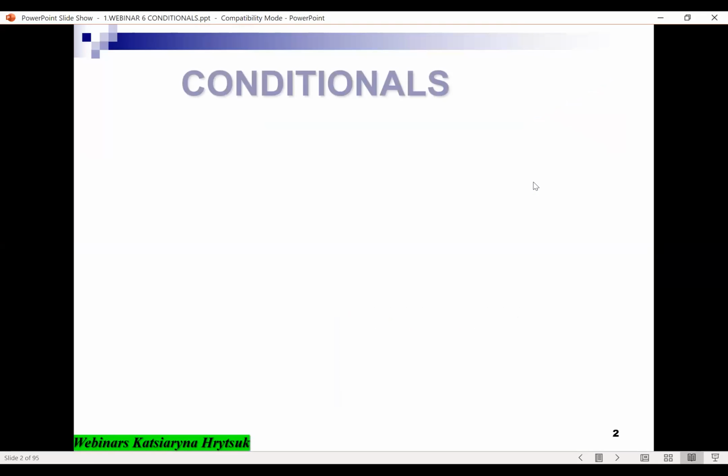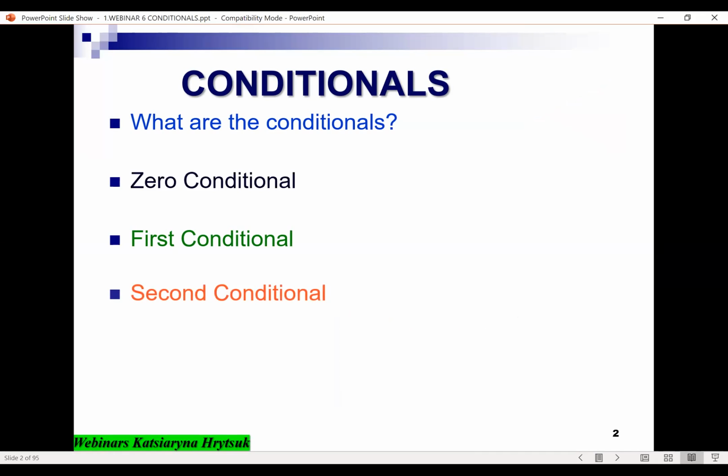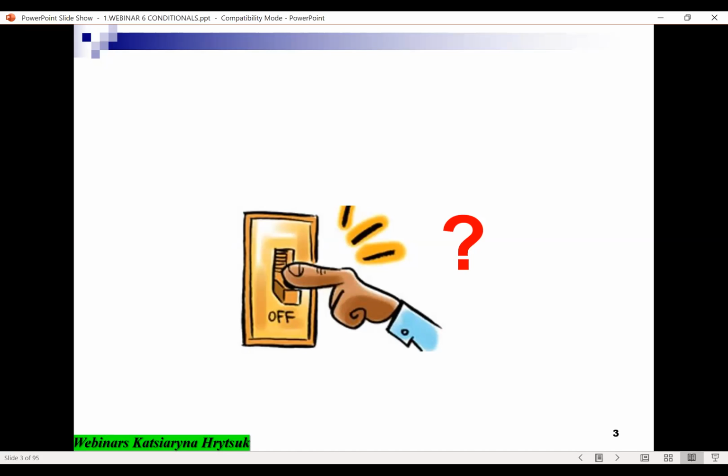Conditionals. And we start with what are the conditionals. Then we move to zero conditional, first conditional, second conditional, third conditional, and then the end, just some conclusions and homework. I suggest you take some notes about the rules, how we are going to use them, because each conditional has different rules and different tenses. It is not only me who is going to talk, so I will start and you will participate.